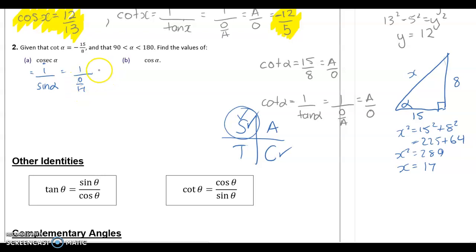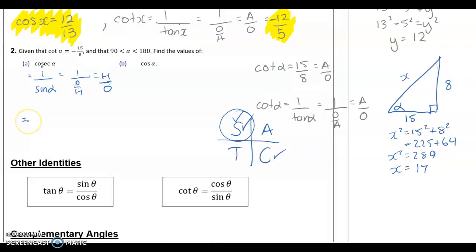So if we flip that upside down, we're going to get hypotenuse on opposite, which is what our cosec alpha is going to be. So hypotenuse over opposite is going to be 17 over 8. Okay, so now we've got our answer, 17 over 8. Let's just check that we're happy with that.